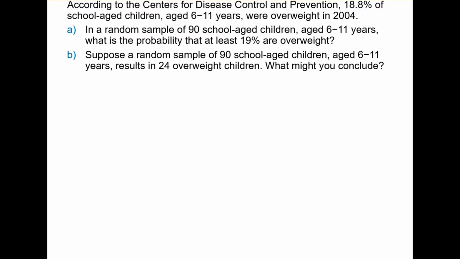Part B, suppose a random sample of 90 school-aged children aged 6 to 11 years results in 24 overweight children. What might you conclude? In Part B, we are not given a proportion nor a percentage. We are just told the number of overweight children. So before we can continue, we have to find p-hat. Remember that p-hat is the sample proportion and is x over n. x will be 24, and n is 90. Type this in your calculator and round to 4 decimal places, and we get approximately 0.2667.